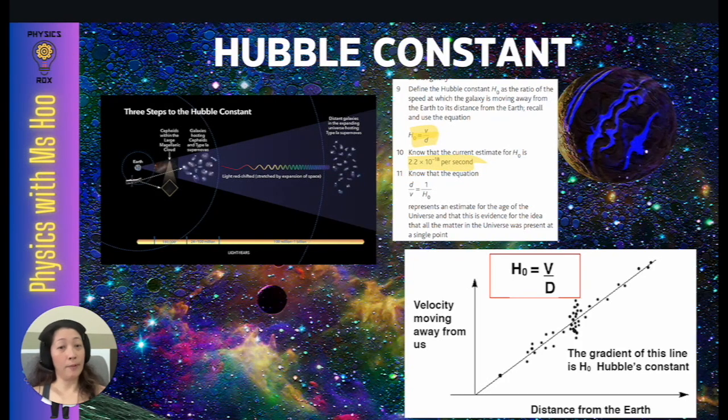And if you want to calculate the age of the universe, you can use the inverse of the Hubble constant, which is 1 over H0, and that will provide the estimated age of the universe.